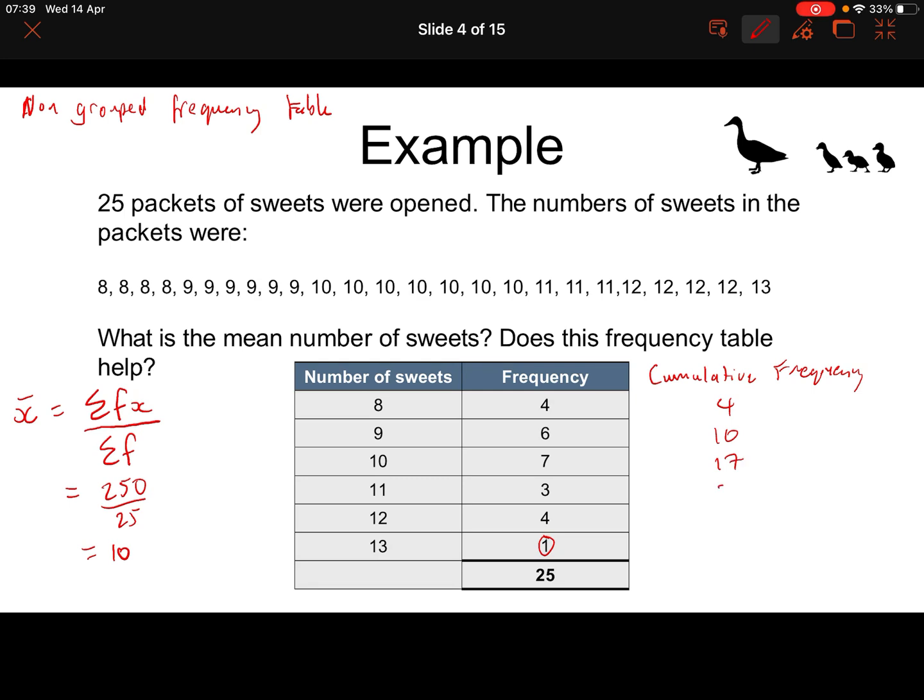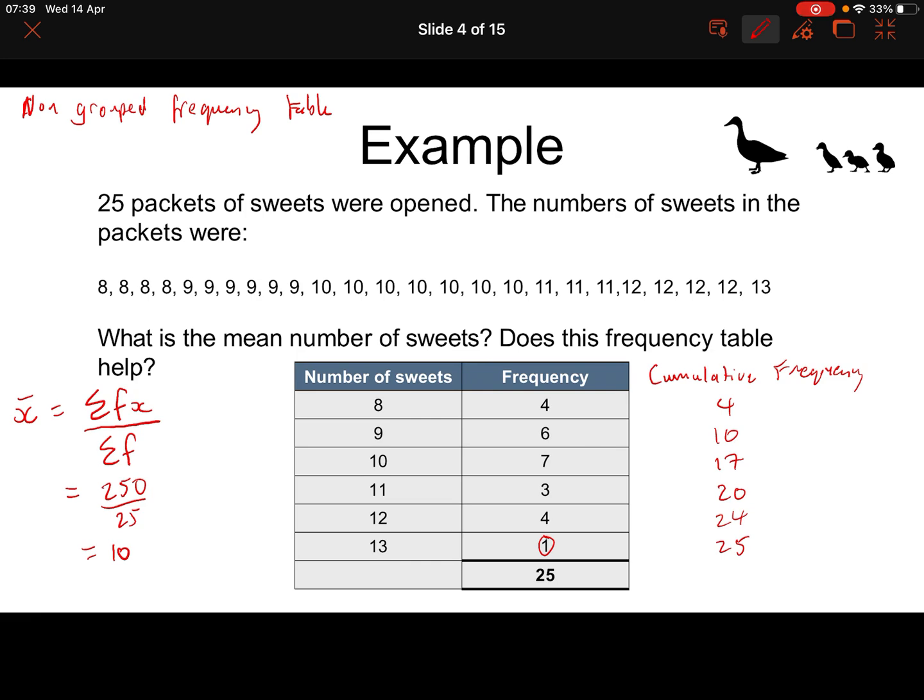How many numbers up to 11 would be 20? How many numbers up to 12 would be 24, and how many numbers up to 13 would be the total frequency? All of them are 13 or below. Okay, so this is the cumulative frequency.